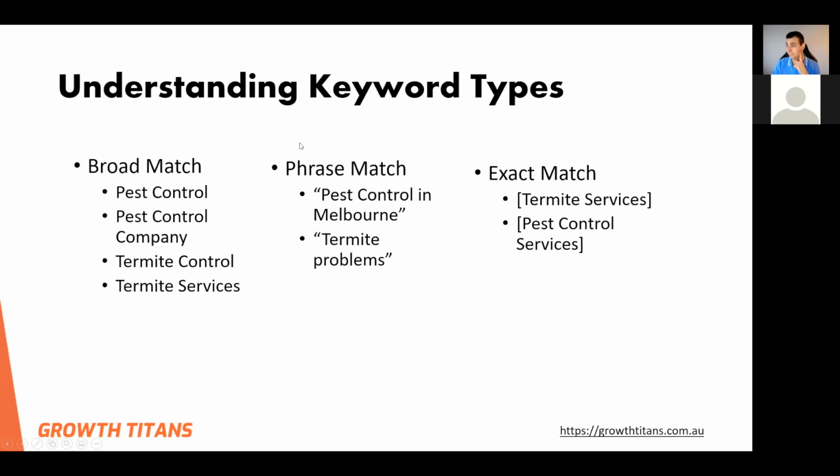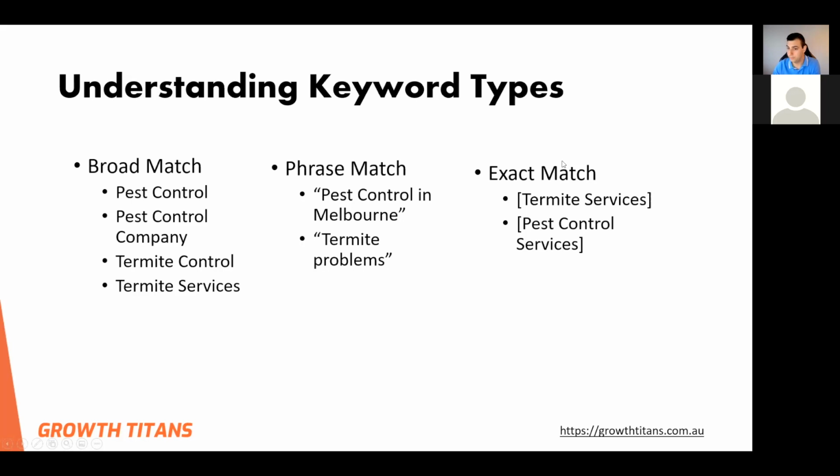So the next type is phrase match. So basically in the quotation marks here, you've got pest control in Melbourne. It's going to show your ad whenever this phrase is in the search query. This is what they've typed into Google. Whenever this phrase is in their search query, you're going to show up, right? They can add words before this or after this, but this phrase has to be exactly in their search query for you to show up. Again, termite problems, right? You might show up, but they might be searching from Texas. Again, you're going to target by location, but if they write termite problems Texas, you're going to be showing up.